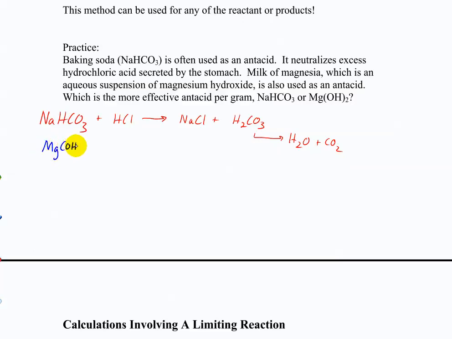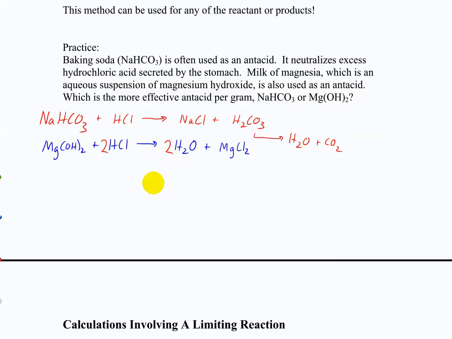All right, let's try the next one. Magnesium hydroxide plus HCl, and that is going to produce water and magnesium chloride, which is MgCl2. Is that one balanced? No. How do we balance it? Two of these, right? And then we need two of these? Okay, that should do it.